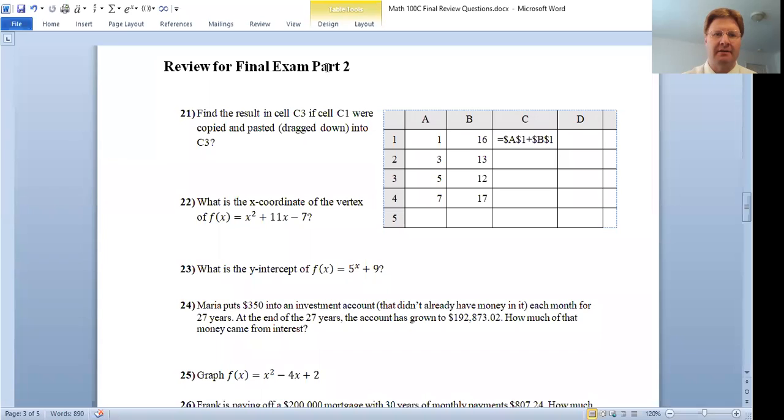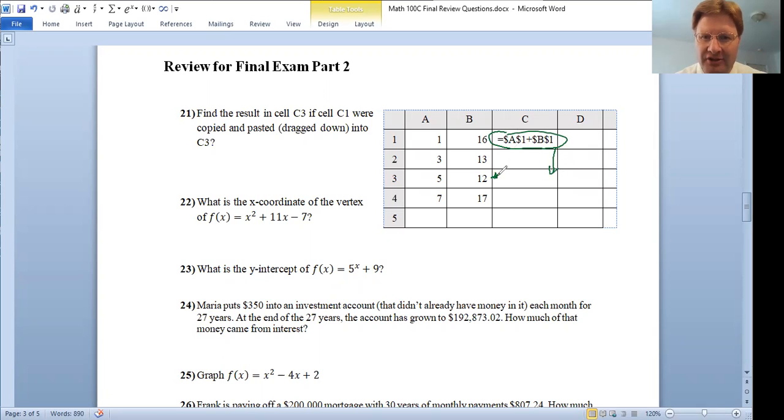If I can get my doohickeys out here. Okay, great. So number 21, find the result in cell C3. So we're looking for this result here. If cell C1, this formula, were copied and pasted down into there.